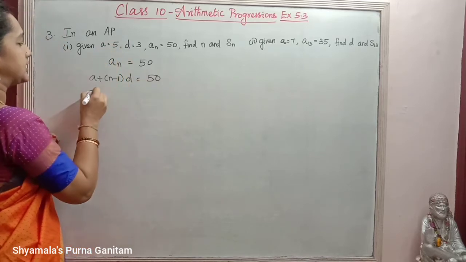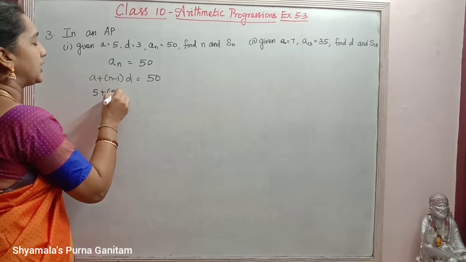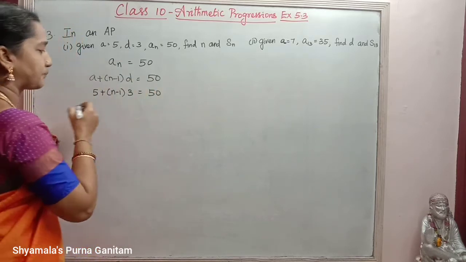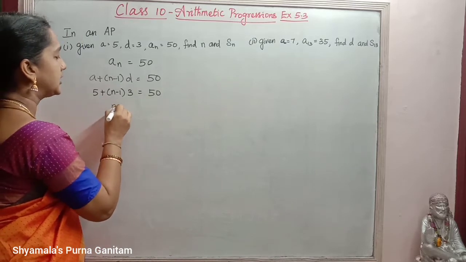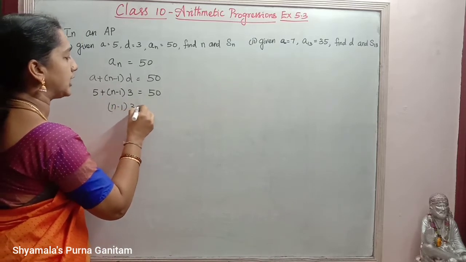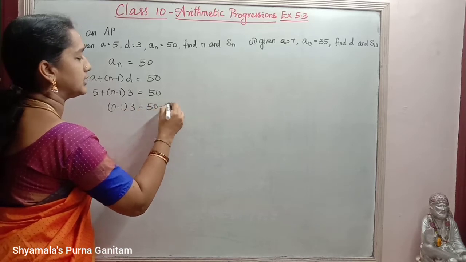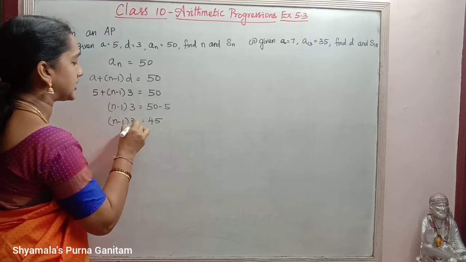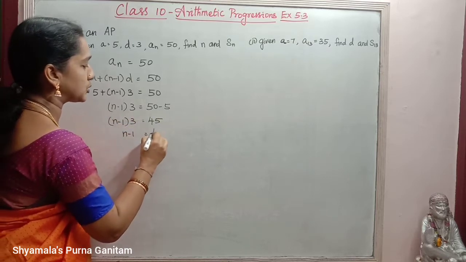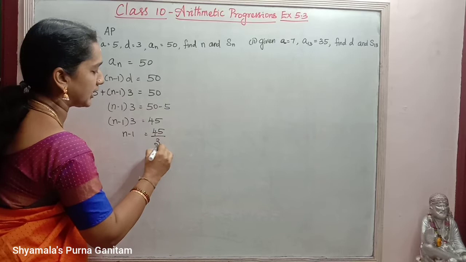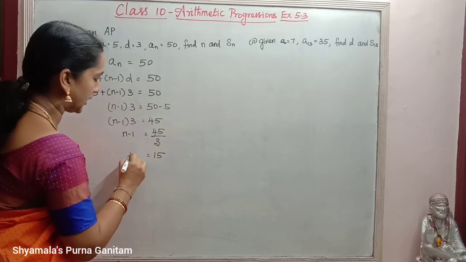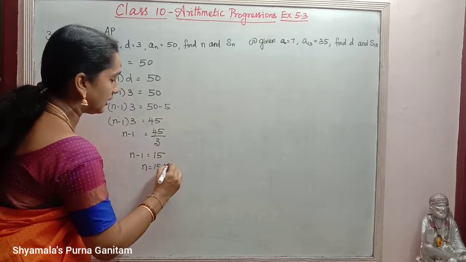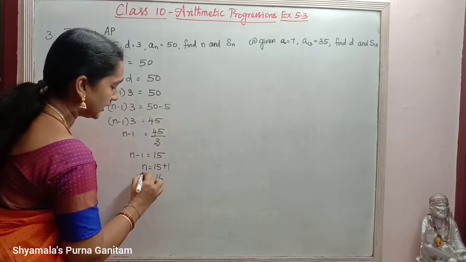So A value is given as 5 plus N minus 1 into D value is given as 3. This is equal to 50. So first we will subtract 5 with this. So N minus 1 into 3 is equal to 50 minus 5. So that is equal to 45. So N minus 1 is equal to 45 divided by 3. So that is equal to 15. So N is equal to 15 plus 1. So N value is 16.